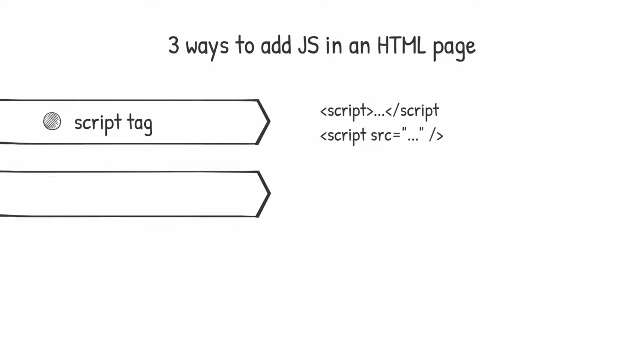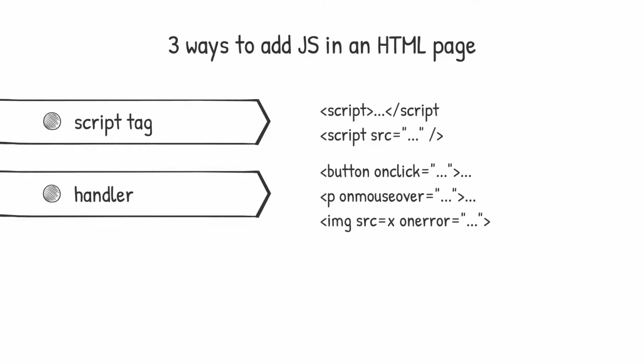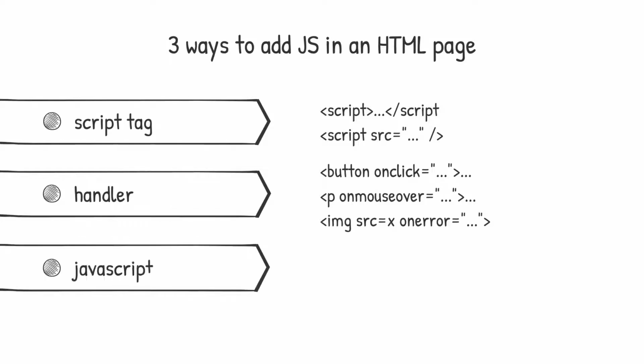Second, in a handler, such as onClick or onFocus. These are triggered when something specific happens, either an action of the user, for onClick or onMouseOver, or an automatic event, for onLoad or onError. Finally, in a link. JavaScript is a pseudo-protocol interpreted by browsers. If the href attribute of an A element starts with javascript: instead of HTTP or HTTPS, the following code will be executed as soon as the user clicks on the link.